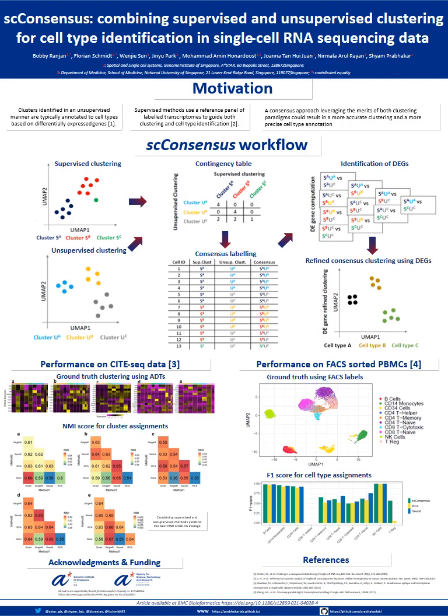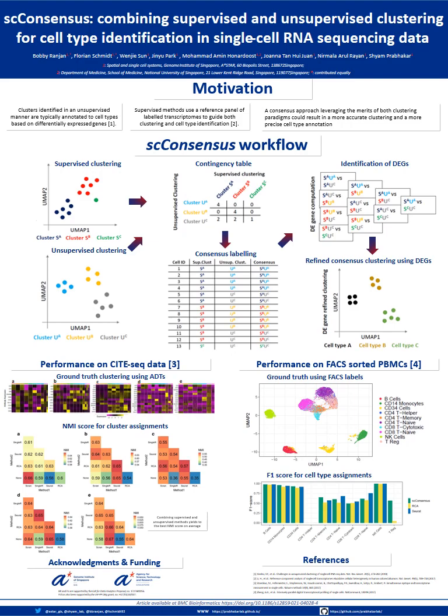So we thought maybe there's a way to combine the good properties of both of those methods into a unified consensus approach. This is exactly what scConsensus is about. So as you can see in the middle, in the scConsensus workflow, we consider two input clusterings, a supervised clustering and an unsupervised clustering. In theory, you could also have two unsupervised or two supervised inputs, or actually even more.